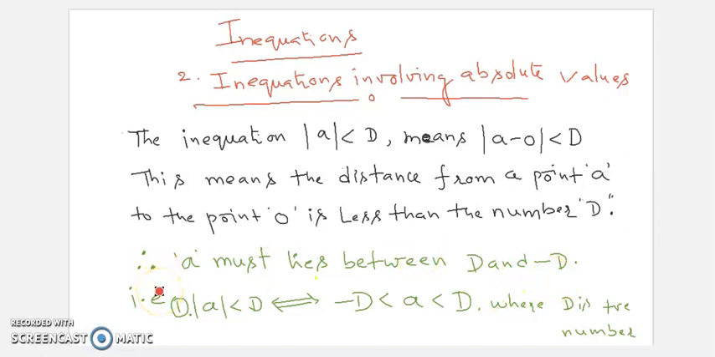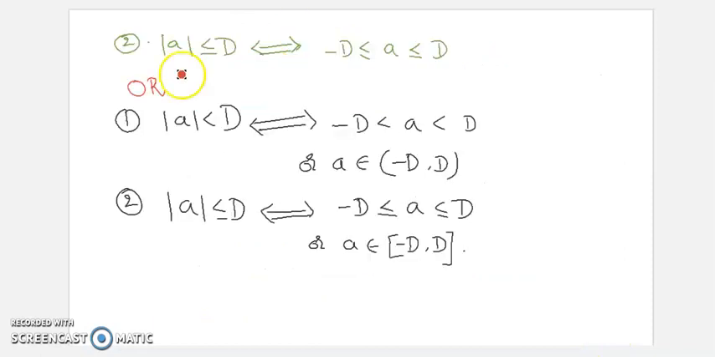That is, for formula 1: mod A less than D if and only if minus D less than A less than D, where D is any positive number. Going to the second formula: modulus of A less than or equal to capital D if and only if minus D less than or equal to A less than or equal to capital D.